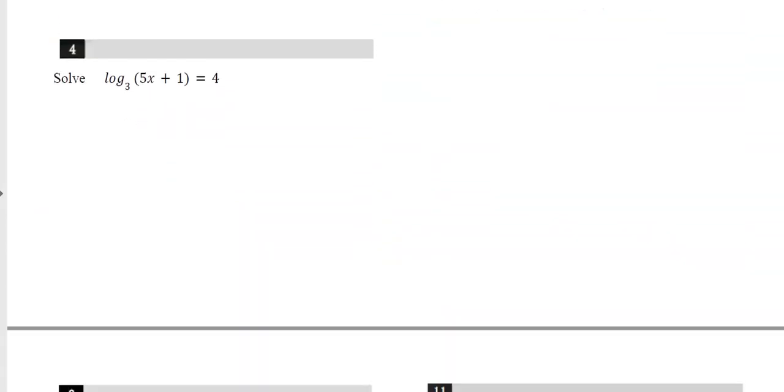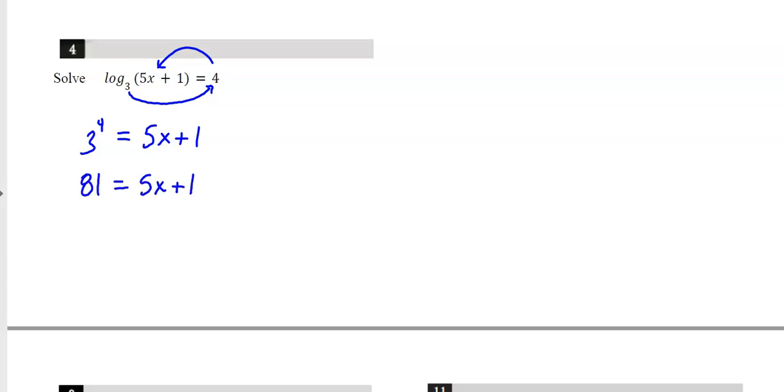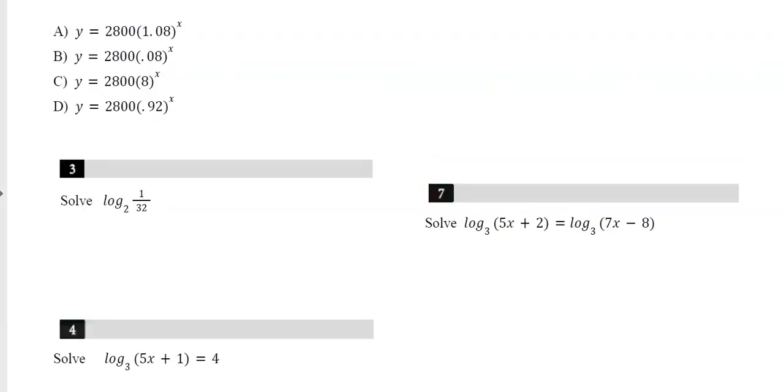Number 4, we start using some properties here. So this first one, I'm just going to rewrite in exponential form. So my base is 3. My power, my exponent is 4. And then this piece is just the answer. So that's exponential form. And that's just 81 equals 5x plus 1. Subtract 1 from both sides. And I get 80, divide. And we get x equals 16. Flowing pretty smooth so far.